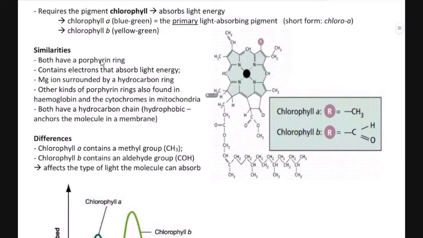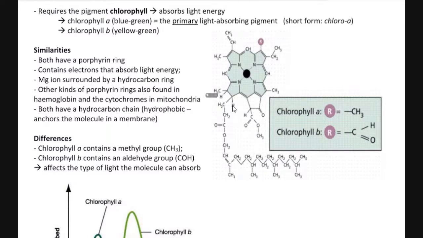Well, they all have this porphyrin ring. That's what this big structure is here. You do not need to know the structure of this. All you need to know is that there's chlorophyll A, chlorophyll B. I'm showing you the structure so you understand how it gets embedded into the phospholipid bilayer of the chloroplast.